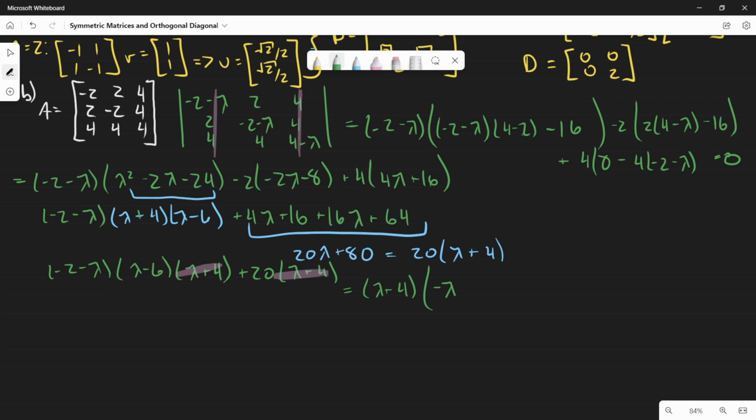negative lambda squared plus 4 lambda, and this will be 12, 4, 20, 32. So this part will be negative lambda minus 4 times lambda minus 8. So our eigenvalues will be lambda equal to -4, -4, and 8. So we can see that the -4 has a multiplicity of 2.